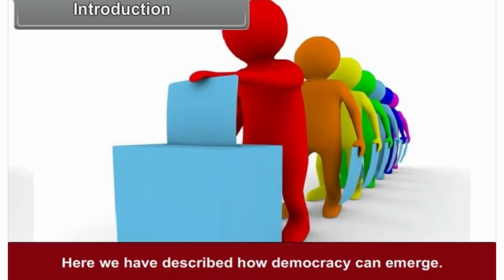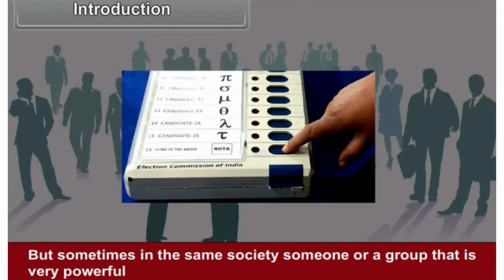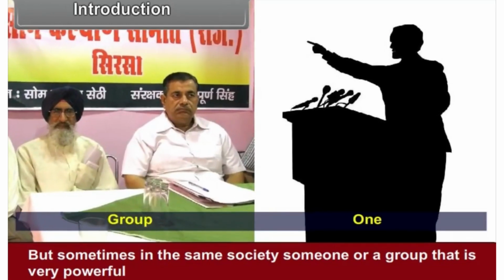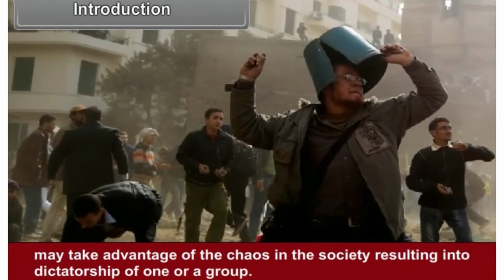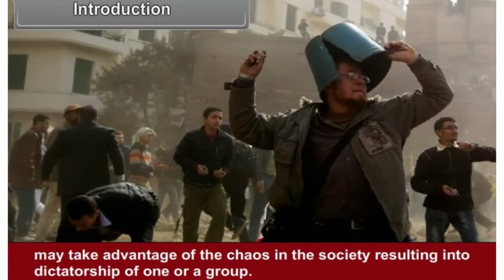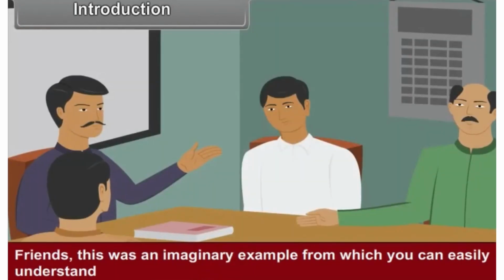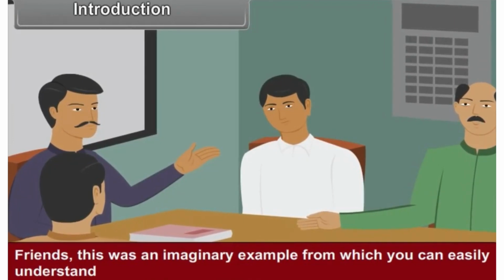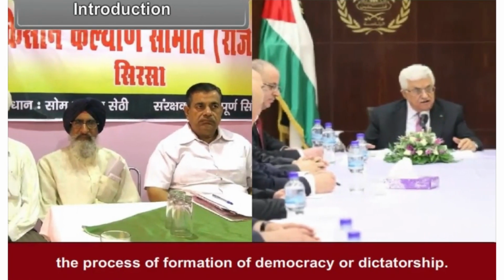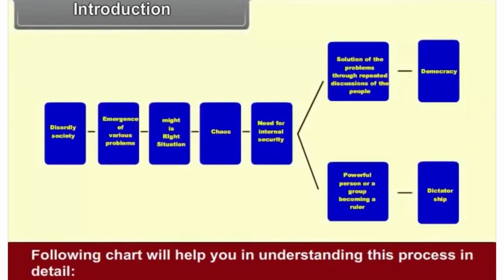Here we have described how democracy can emerge. But sometimes in the same society, someone or a group that is very powerful may take advantage of the chaos in the society, resulting in the dictatorship of one or a group. Friends, this was an imaginary example from which you can easily understand the process of formation of democracy or dictatorship. The following chart will help you in understanding this process in detail.